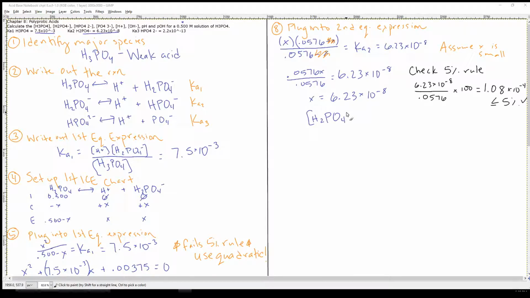H2PO4 minus is equal to 0.0576 minus x, which was 6.23 times 10 to the negative 8, which is equal to 0.0576 molarity. Awesome. So that's good. I'm going to stop boxing things for now. We'll just box them at the end.